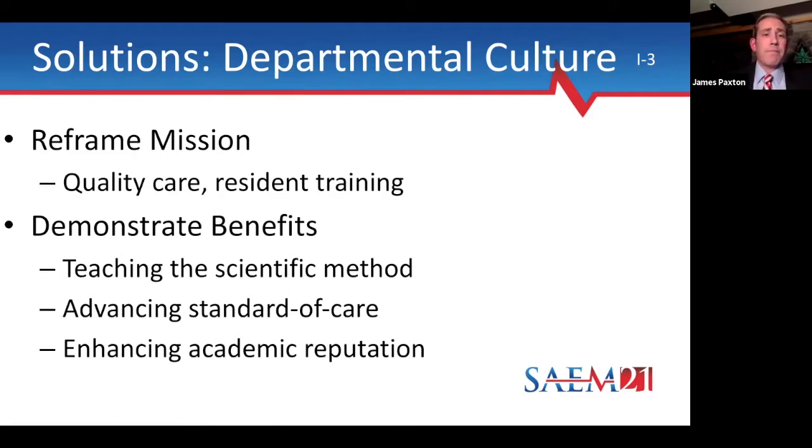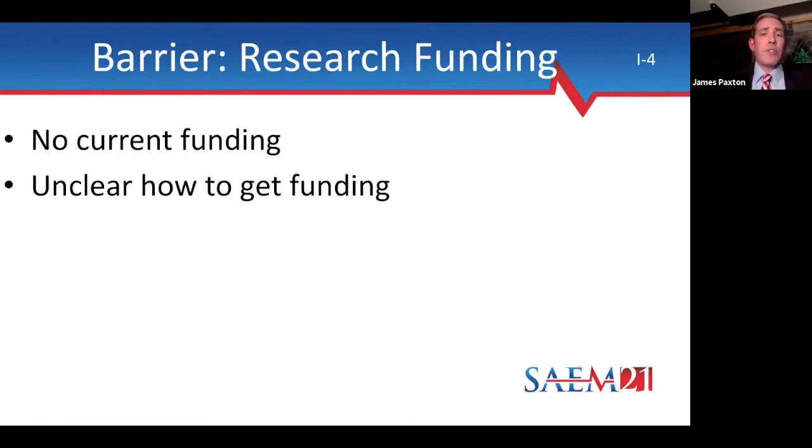Another barrier is research funding, and many departments have this problem. You don't have internal funding. Not a lot of funded researchers in the department. I work at a shop, we're very lucky to have a lot of experts in how to find funding, and they can help me. But not everybody has those mentors or those people that they can ask questions to, at least not at their site.